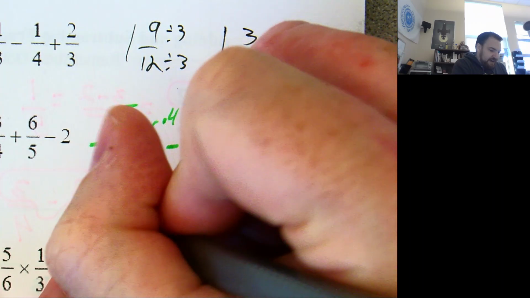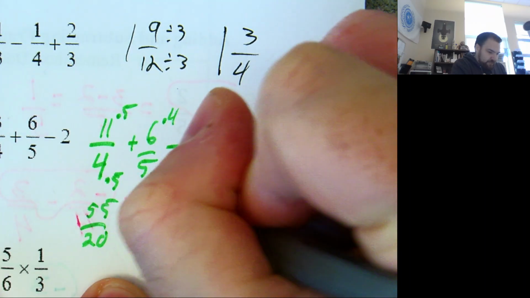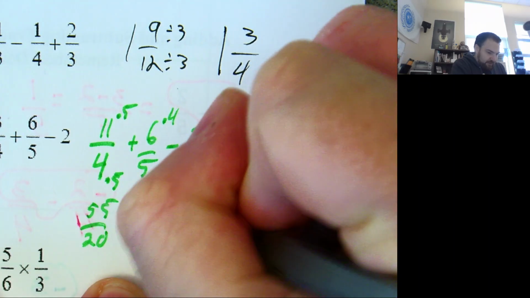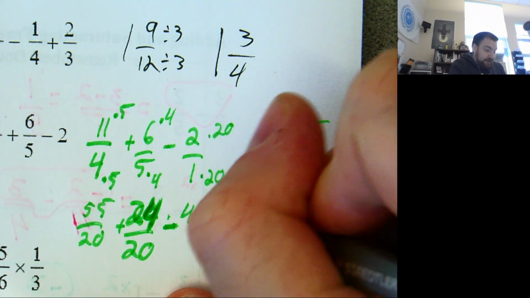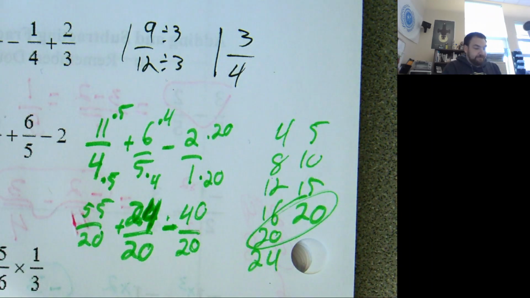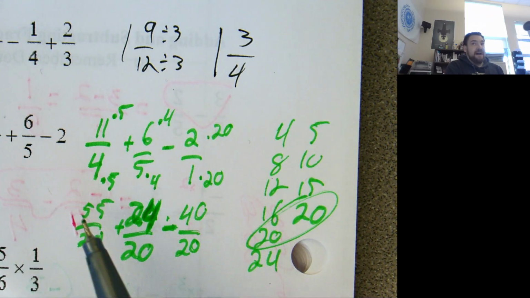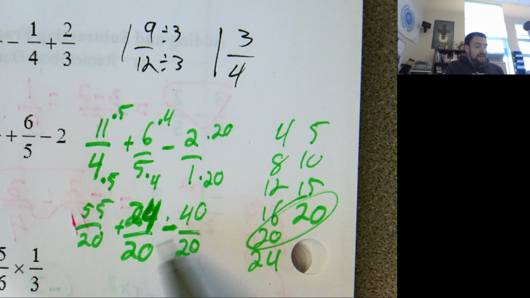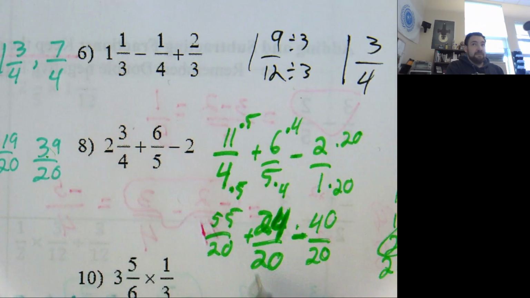11 times 5 is 55 over 20. 6 times 4 is 24 over 20. And then this is going to be minus 2 times 20 is 40 over 20. And now I've got a bunch of fractions that all have the same denominator. I'm going to go across the top, left to right. 55 minus 20 plus 24. 55 minus 20 is 35, plus 24 is 59. And then 59 minus 40 is 19. 20 in the denominator.